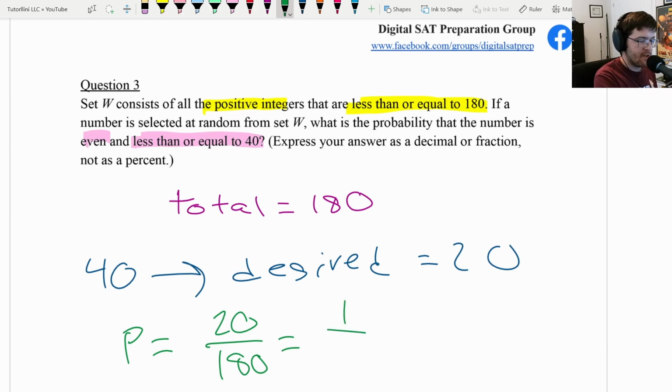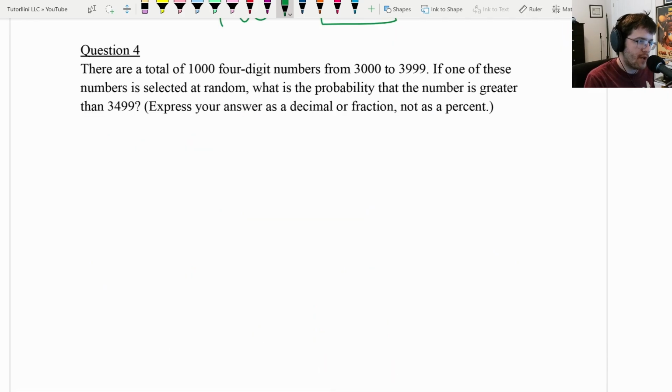And if you put that in a calculator, that simplifies to 1/9. Okay, question 4. So the question tells us there's 1,000 numbers, so our total is just 1,000. Nothing we've got to do there. And they're 4-digit numbers. That just means they're integers. They're whole numbers.